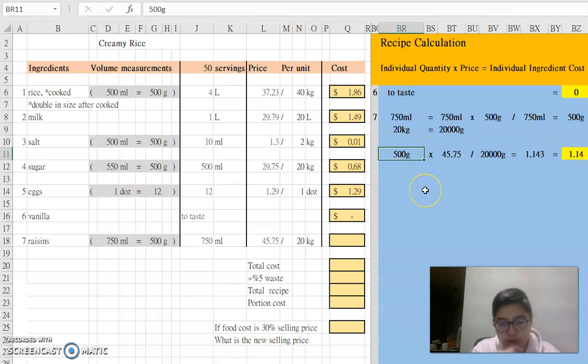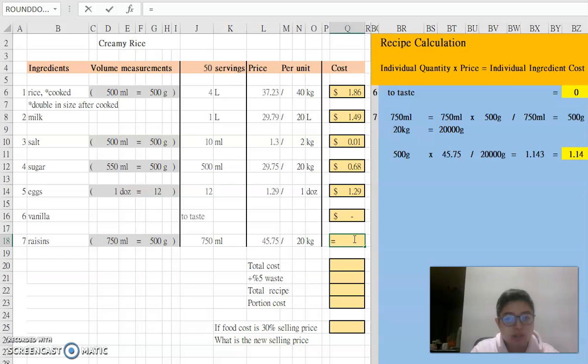For the equation, 500 grams, this one it should be 750. Oh, sorry, this is 500 grams here. Use this one, 500 grams times 45.75 divided by the 20,000 grams. And the final answer is 1.143. And after 2 decimal places, it is 1.14.